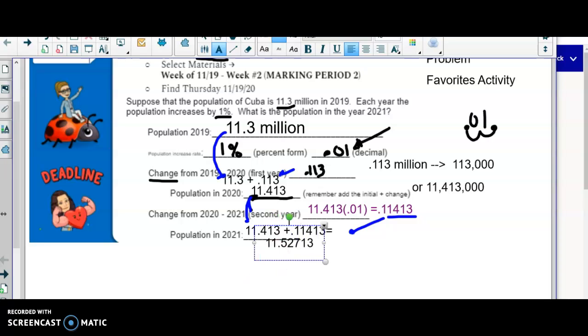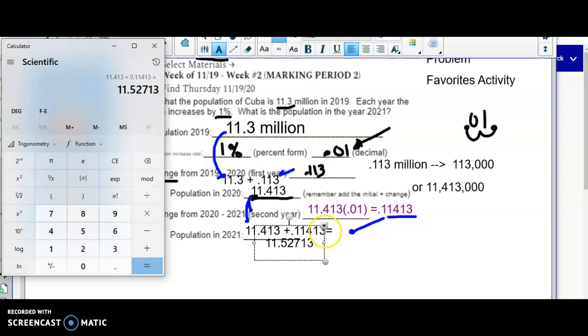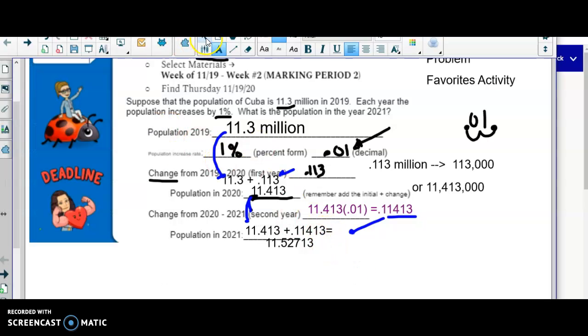11.52713. Is that what we just had? 11.52713. Okay, perfect. So that's what it is in millions, right? That's in millions. And if we wanted to really think about what that means, in regular numbers, that's going to be 11,527,013,130. Okay? If we want to visualize what that decimal place means.